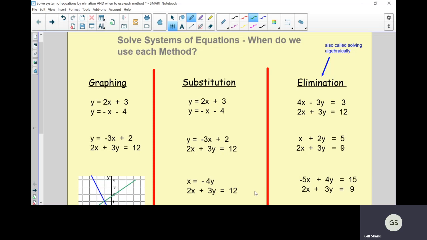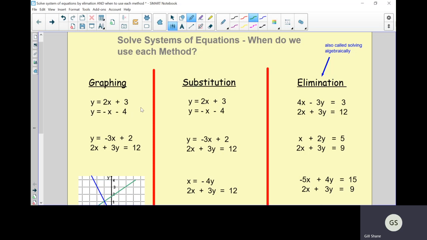So there's three possible methods. Oh, well, first of all, a system of equations just means you have more than one equation. We're really only going to deal with two equations in this class. And this is algebra 1A, 1B.